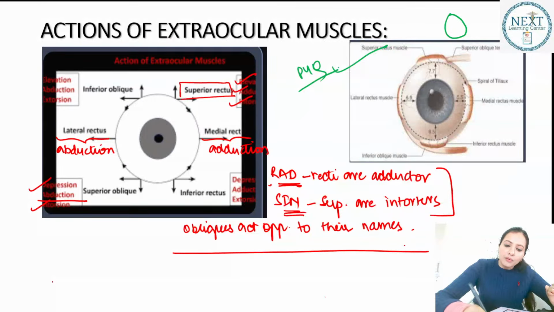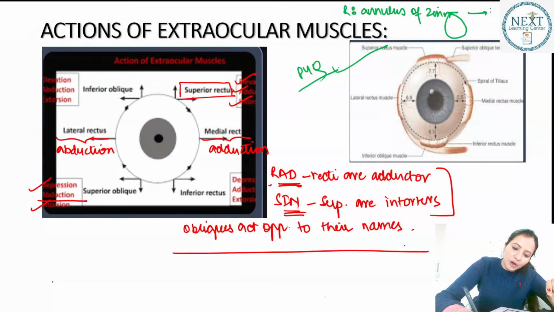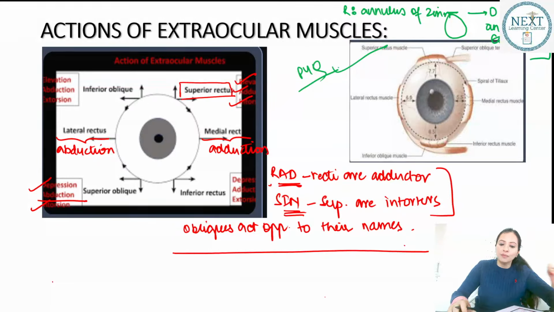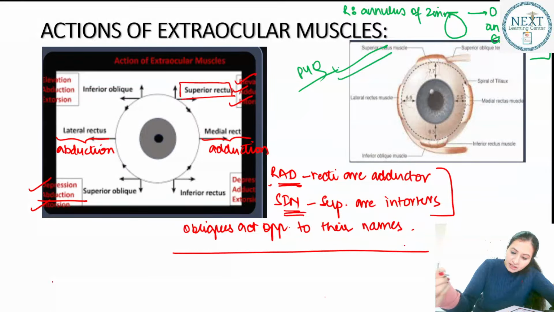Now, very important is, if we talk about the recti, they originate from the annulus of Zinn and they insert onto the sclera anterior to the equator of the eyeball. Now, what is the distance of this insertion from the limbus? This is a previous year question. Distance of insertion from the limbus is MILS.